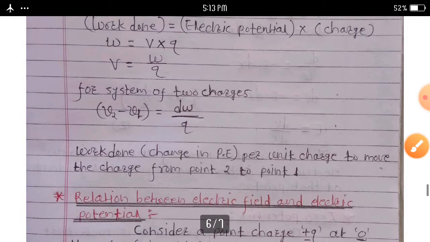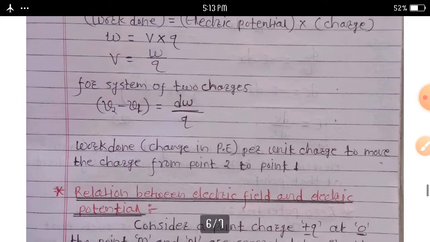Work done, that is the change in potential energy per unit charge, to move the charge from the second point to the first point. For a system of two charges we can write V2 minus V1 is equal to dW upon Q, meaning work done, that is change in potential energy per unit charge, to move the charge from the second point to the first point.